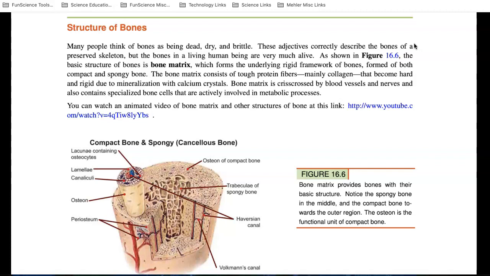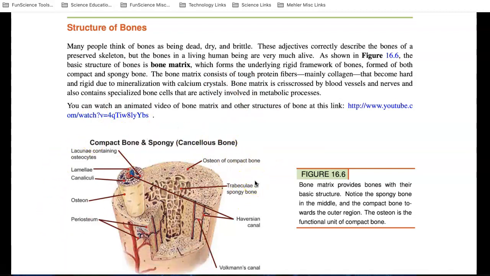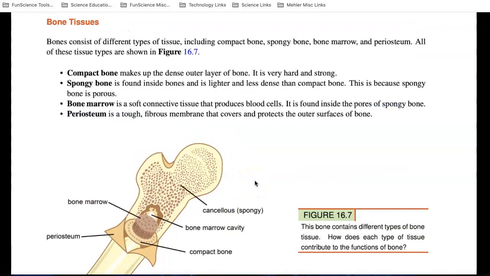And if you take a look at 16.6, here's the basic structure of the bone matrix, which forms the rigid framework of bones. You'll notice that there's compact bone and spongy, cancellous bone. So take a look, make sure you read this section. I won't expect you to know all these parts, but know that bone is a dynamic entity. So we focus on bone tissues.